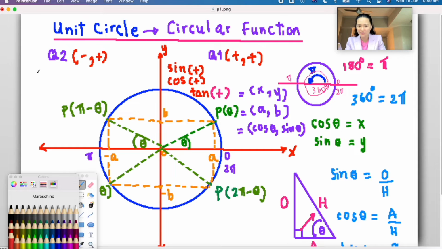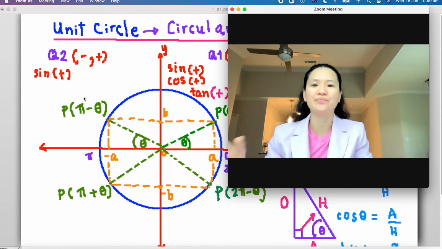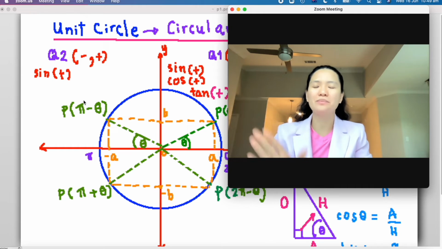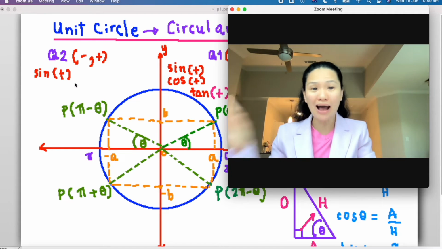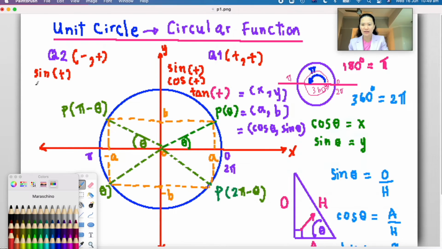So what does it mean? It means that our sine theta is positive. Everything that is in quadrant 2, you have to know that the sine or y, sine theta means y, is positive, but the cos is, yes, of course, cos is negative. I write down here, cos is negative. How about tan? We know that tan equals sine theta over cos, so positive divided by negative, it is negative.